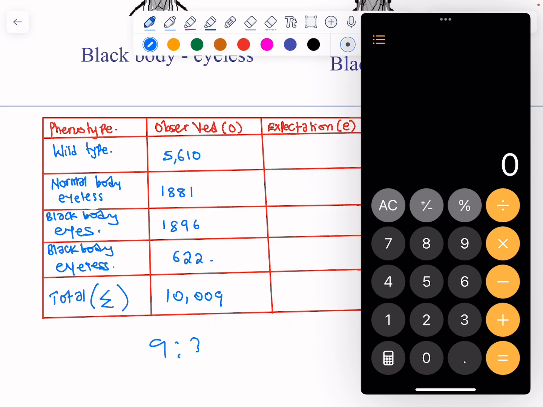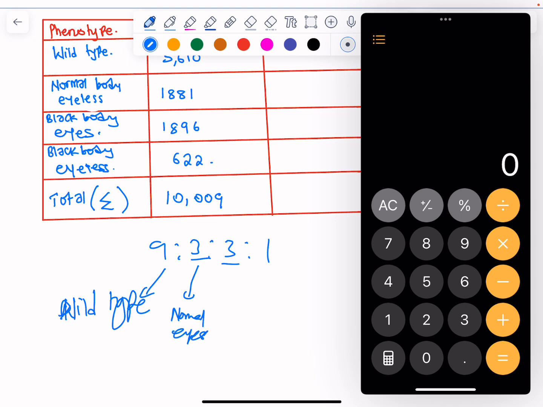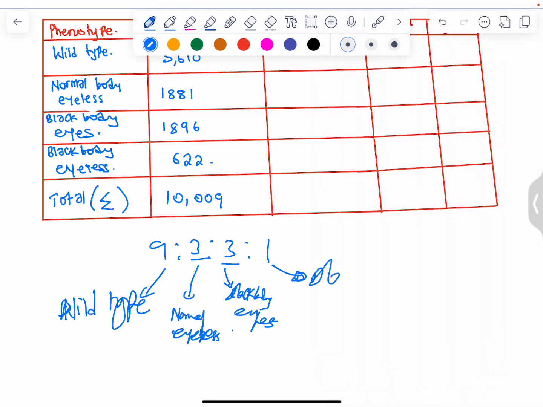Okay. Then what would we expect? A ratio of 9 to 3 to 3 to 1. The 9 is always the dominant trait. Then the 3 to 3 are the mixed phenotypes. So it could be normal body but without eyes, that is eyeless. So it is kind of mixing the genes. What about this one? This is a black body, but now it has eyes. What about this one? This is the recessive phenotype. So recessive in this situation is black body, eyeless. That's the recessive phenotype.